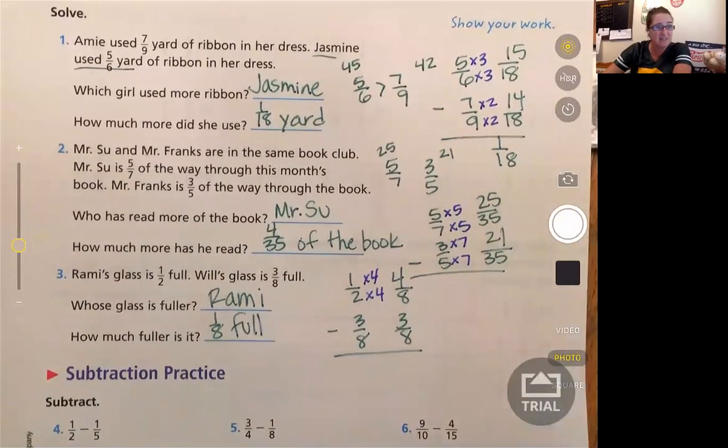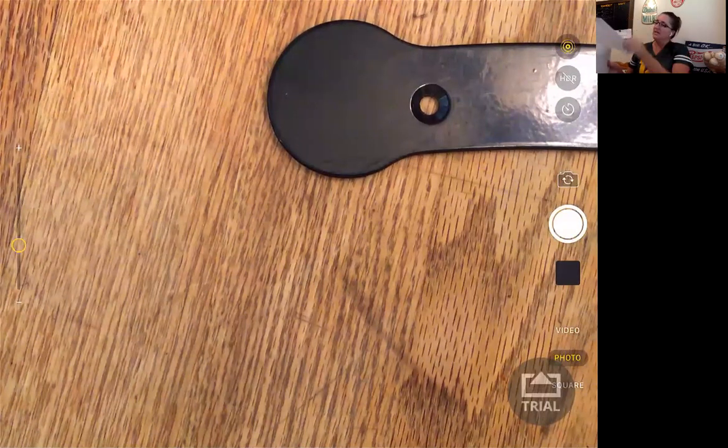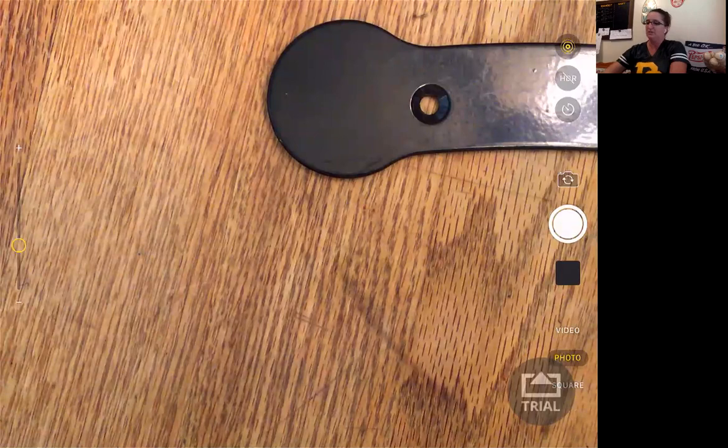So you see how these are very similar to what we did yesterday? We're just subtracting instead of adding. Same type of thing, right? Let's flip the page. Let's skip all the way to number 22.